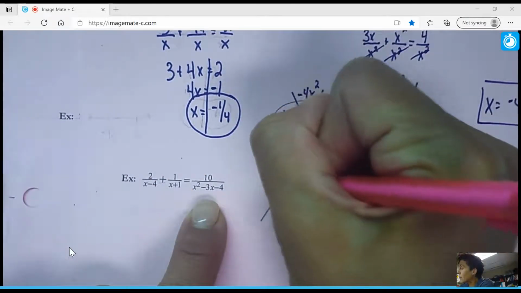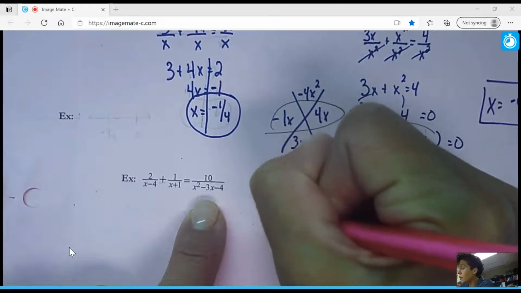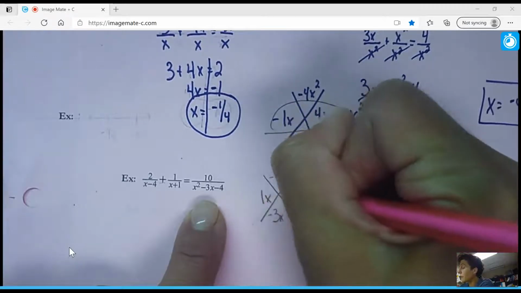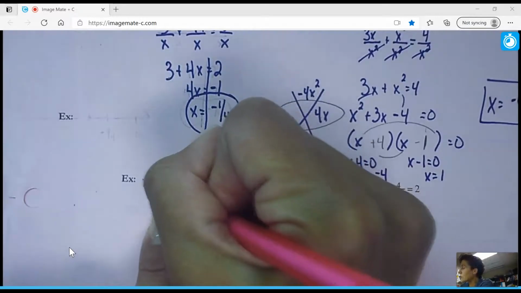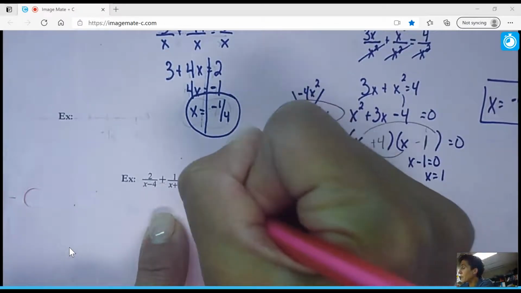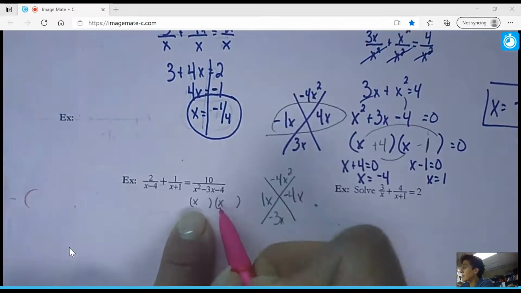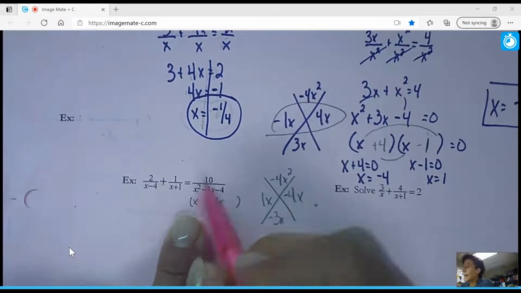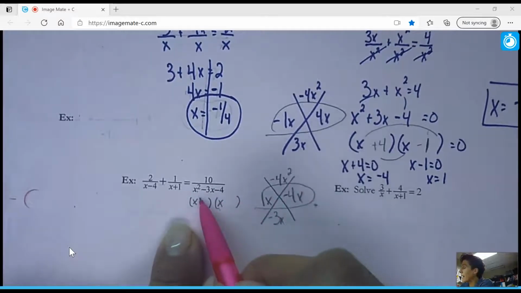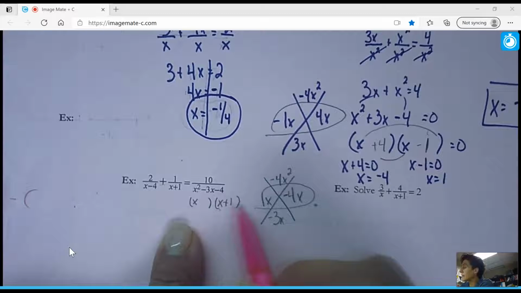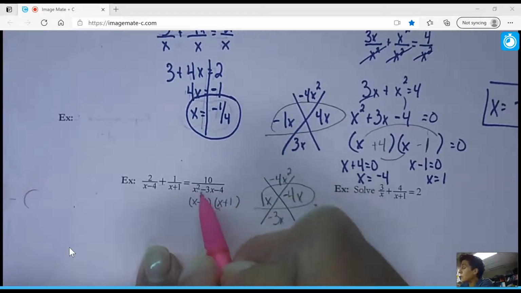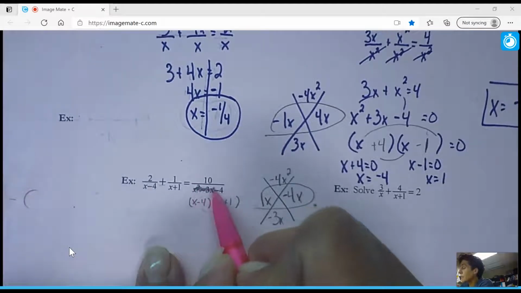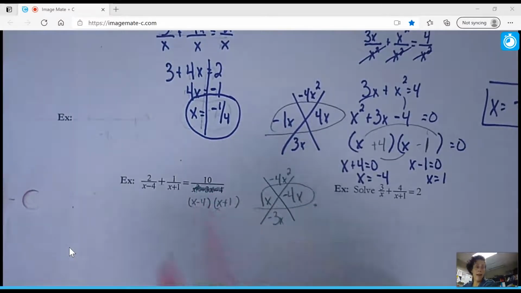I need factors of -4 that make -3, so I'll still choose 1 and 4, but this time I'll make the 4 negative. And when I make my parentheses and drop in those x's, x times x is x squared. And then to get the side numbers, I can do x times a +1 to get 1x, and I can do x times a -4 to get the -4x. So this one's gone, and it's been replaced by its equivalent version of factored form.